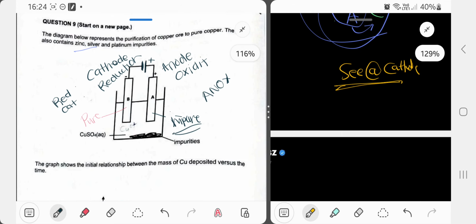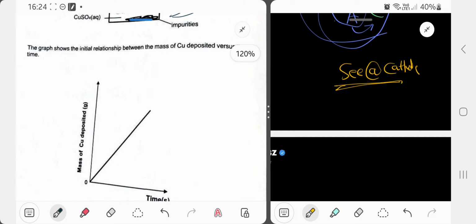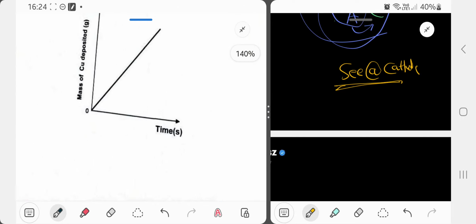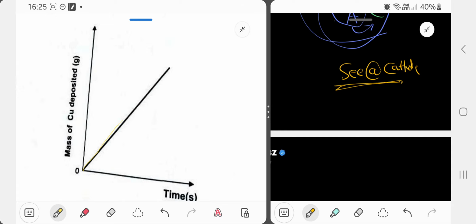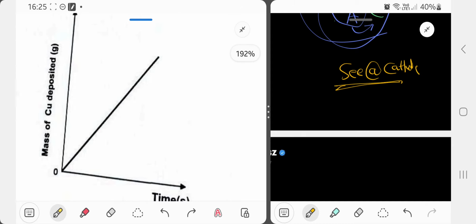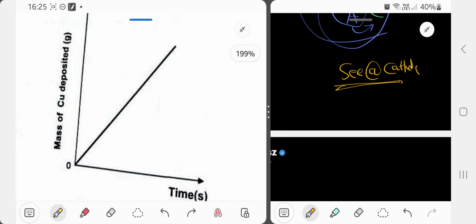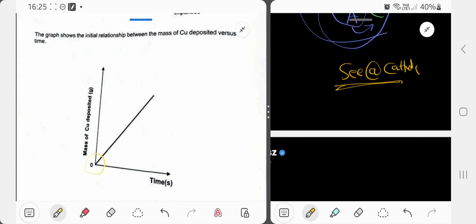Now, we've done a few things there. This is the graph that shows the relationship between the mass of copper deposited versus the time. Remember that we are taking copper out of the impure, and we're depositing it at the cathode. We always want to see at the C. What happens here is that this graph shows a directly proportional relationship. How we can see that is that, first of all, it starts at the origin and it's a straight line graph.